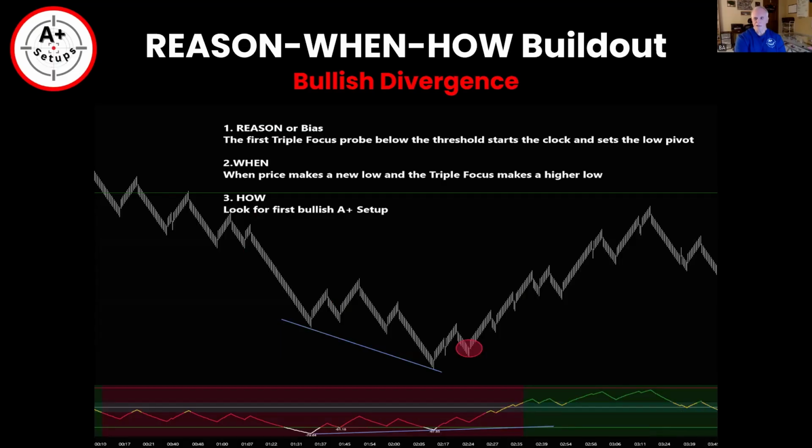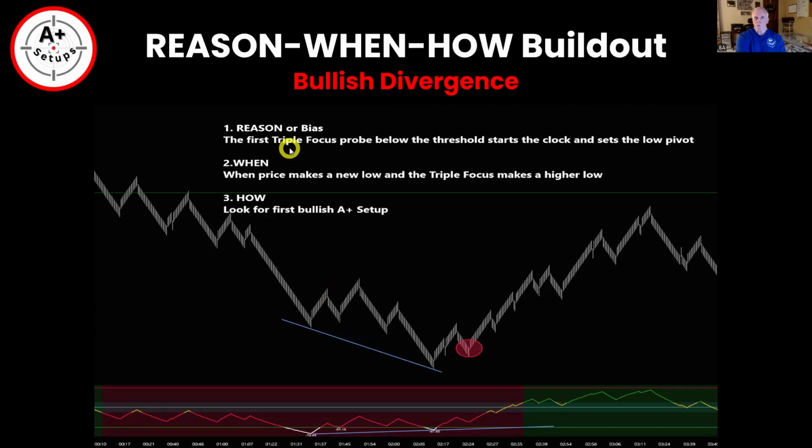Inside the reason, when, and how framework, we're going to look at the divergence. This example is going to be a bullish divergence, so three layers. For the triple focus, you can see it in the chart below. And then we just have a NASDAQ 36.6 bar setting on the chart.